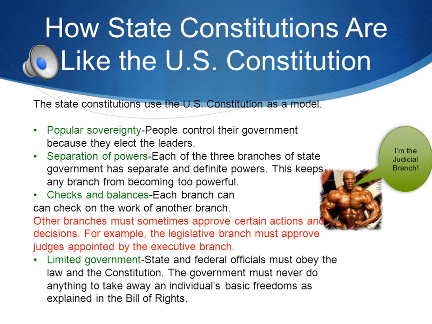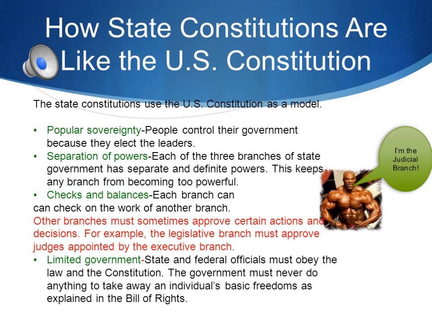Separation of powers, meaning that each branch, the legislative, executive, and judicial, those 3 branches, have separate and definite powers, meaning their powers are defined, they're clear, they're articulated, and it keeps any branch from becoming too powerful. Checks and balances also is another form which each branch can check on the work of another branch. For instance, when the president, or not the president, we're talking about state, when the governor elects an official, their own version of Congress, the legislature, needs to approve who he elects. So that's a form of checks and balances.